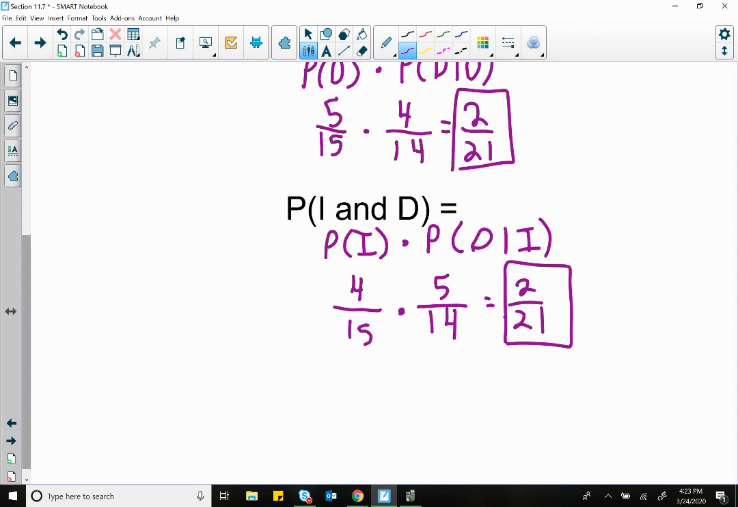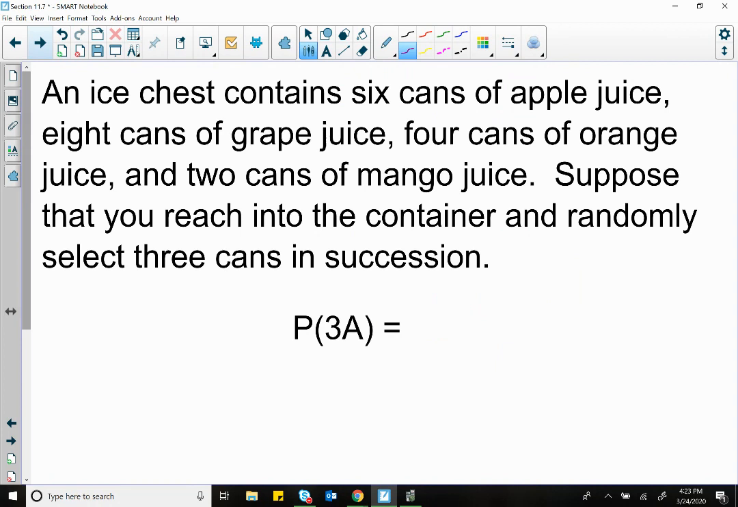Okay? Pretty much the same fractions because you're going to take 4 times 5, 4 times 5, 15 times 14, 15 times 14. It's the same. Okay? There we go. One last example before our final one.